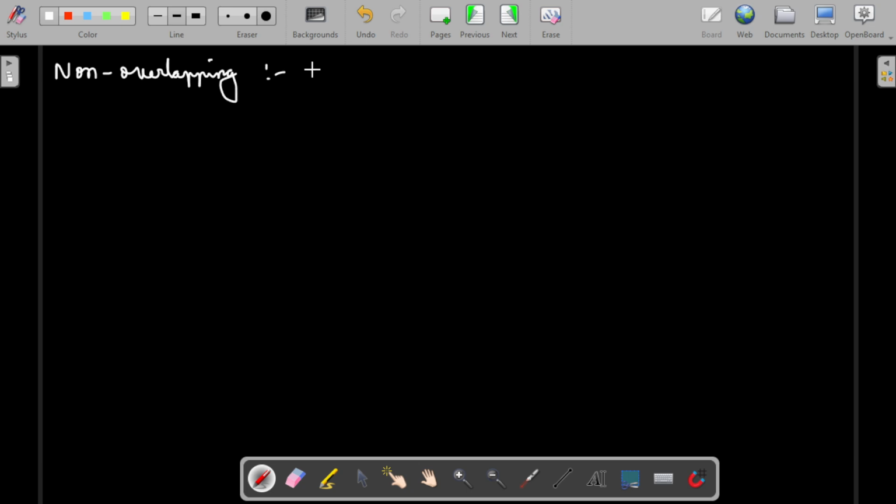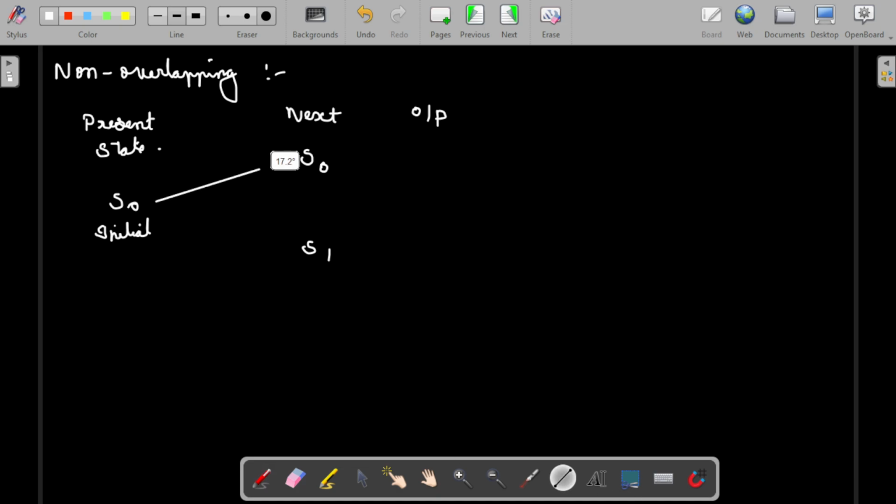Please try to understand carefully. Here is the same analysis table: present state, next state and output. First let us consider the present state S0, which is the initial state. When the input is 0, it will stay in the same state. When the input is 1, it will go to the next state.